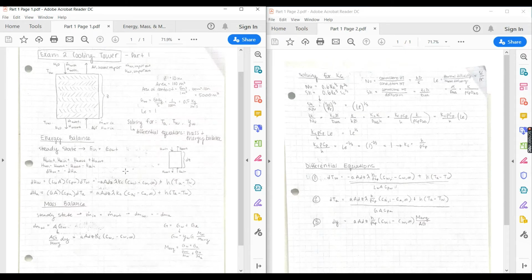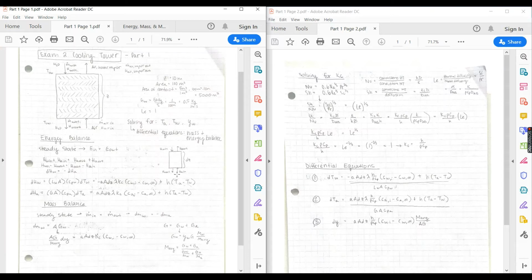However, when we're looking at an interface, we can rewrite the molar flux in terms of the mass transfer coefficient times the difference between the concentration of water at the interface and the bulk concentration of the water. So this first term is looking at heat transfer due to vaporization of the water.